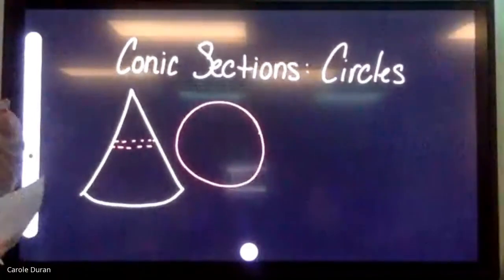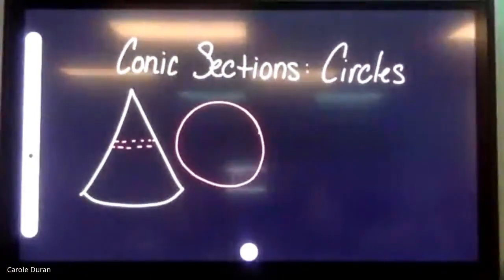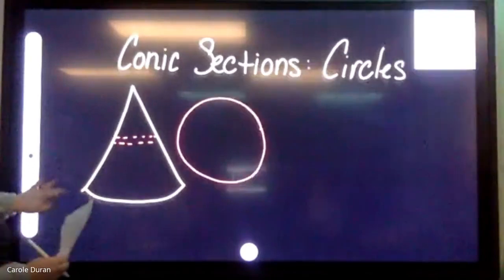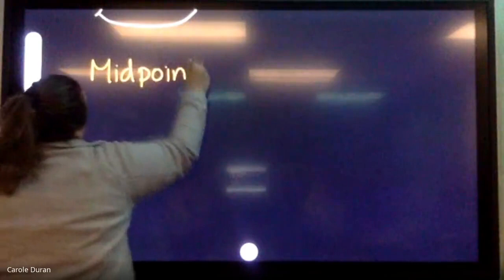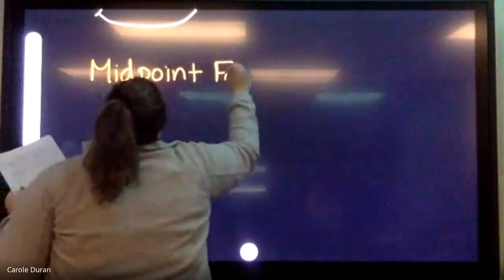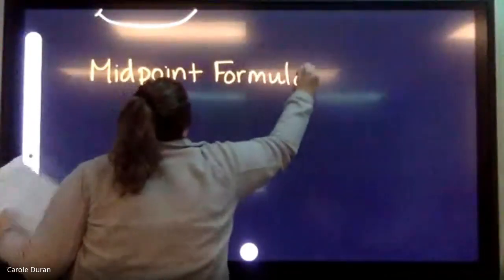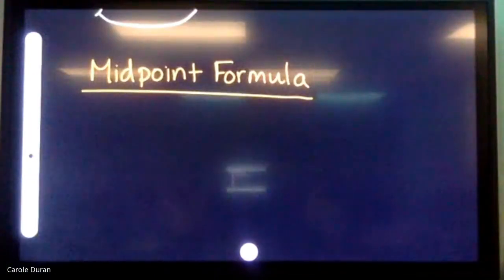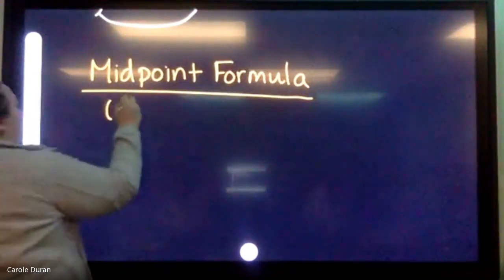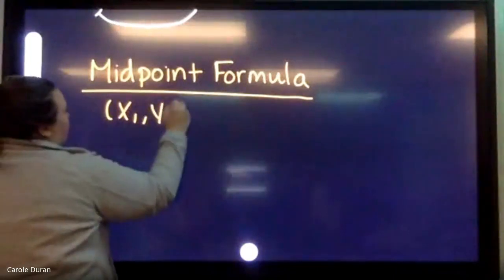In order to do conic sections, we actually have to know a couple of things about a circle first. Hopefully, these are things that you already covered in geometry, such as the midpoint formula. Does anybody remember what the midpoint formula is for 2 points, x1, y1, and x2, y2?